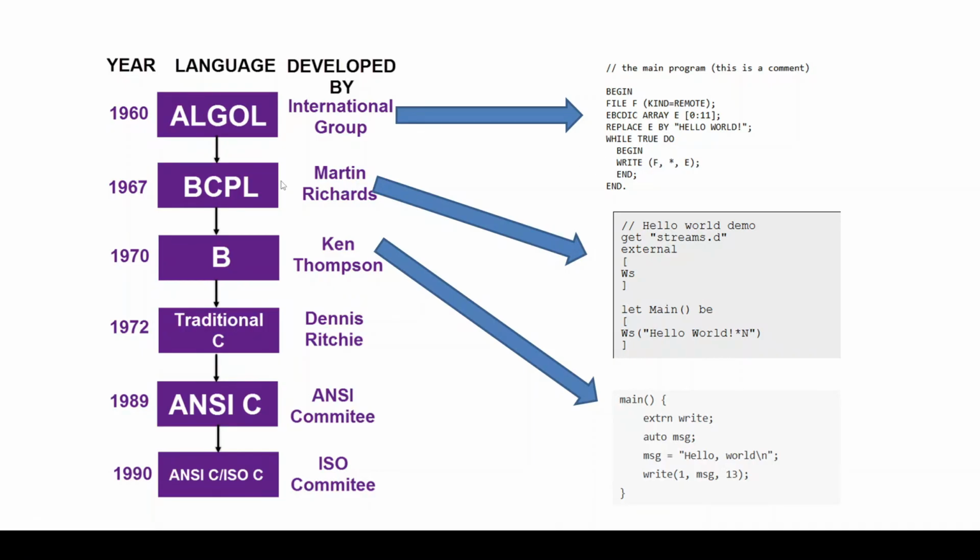In 1967, Martin Richards developed the BCPL programming language. BCPL stands for Basic Combined Programming Language. Here is the Hello World program written in BCPL. Ken Thompson designed the B programming language in 1970. Here is an example of a Hello World program written in the B language.